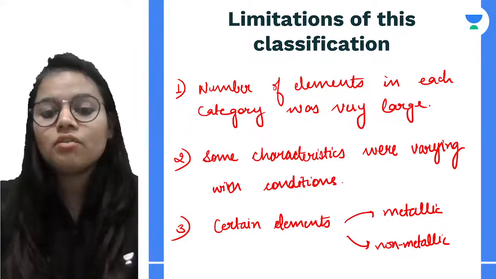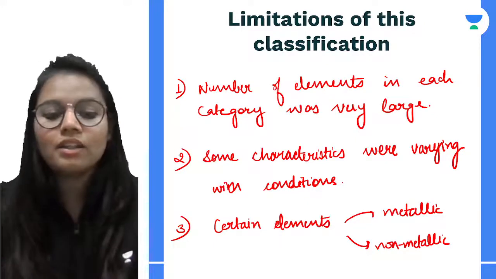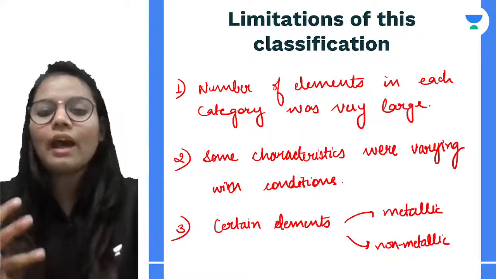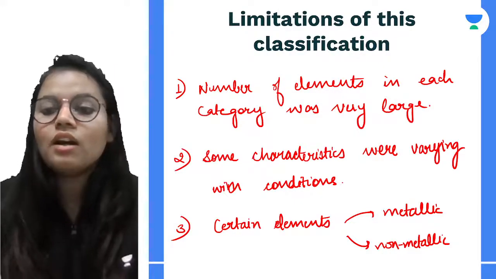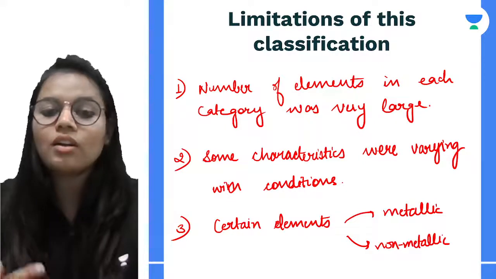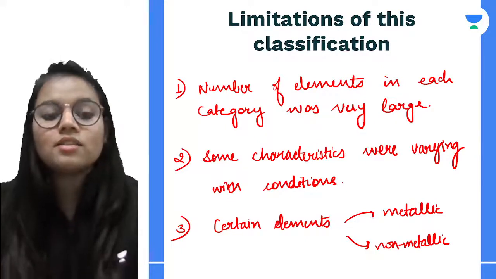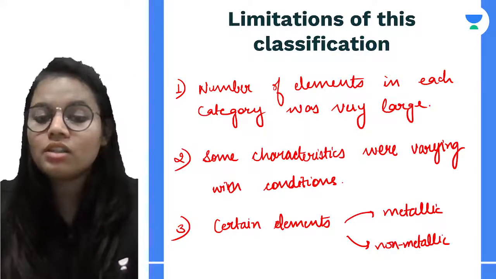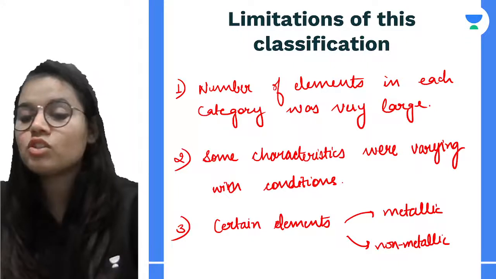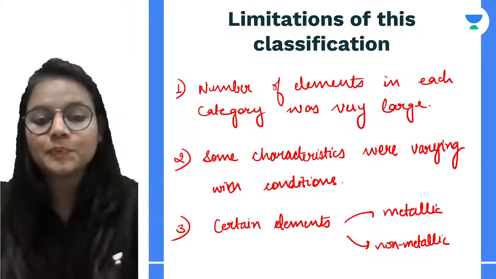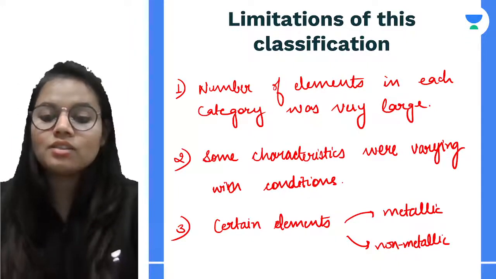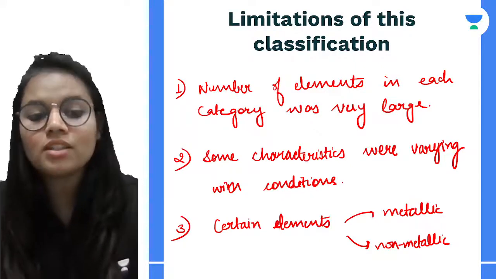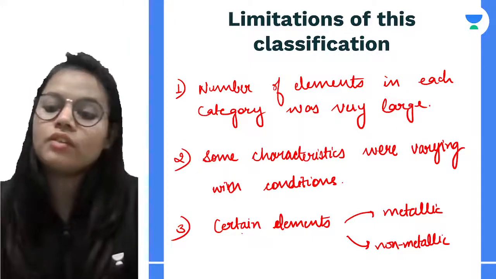First of all, in each category the number of elements was very large, so it didn't actually serve the purpose of arrangement or classification. Next, some of the characteristics of the elements changed with different conditions, so he was not very sure where to place these elements. And certain elements had both metallic and non-metallic properties, which again gave confusion about where to place them.